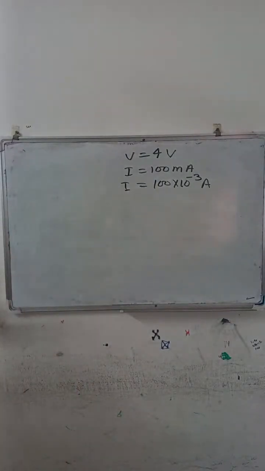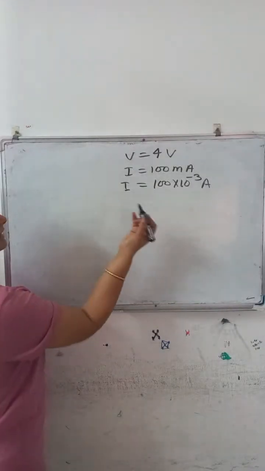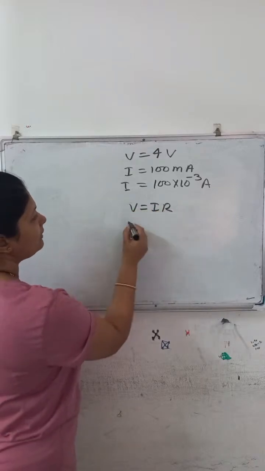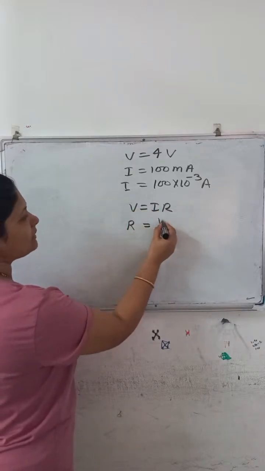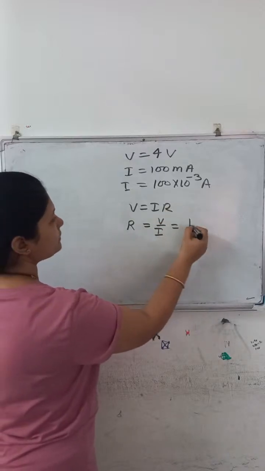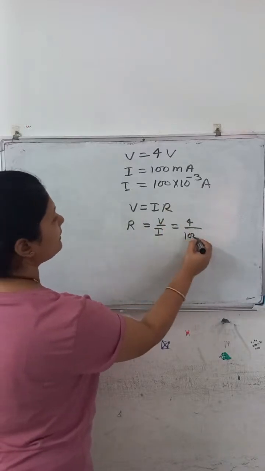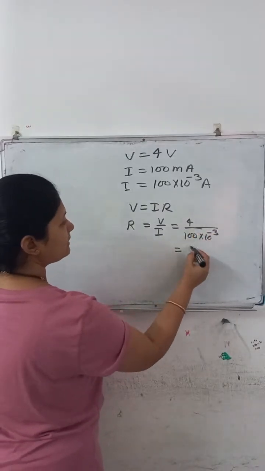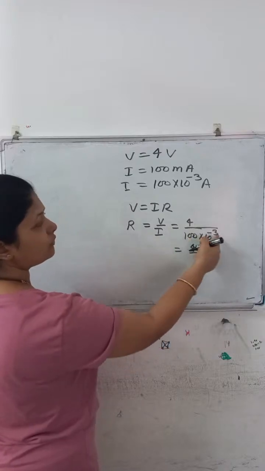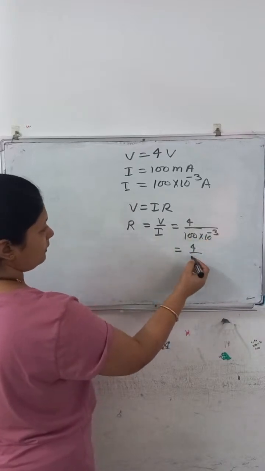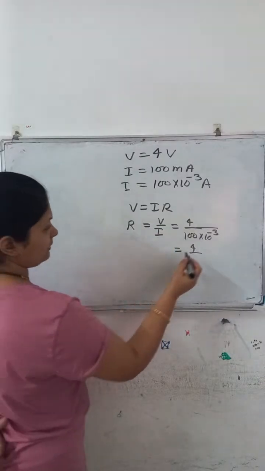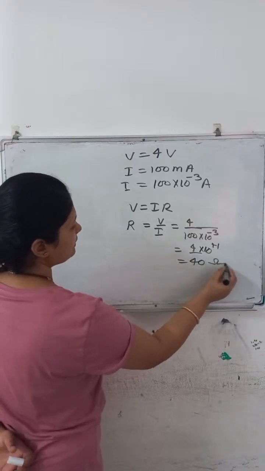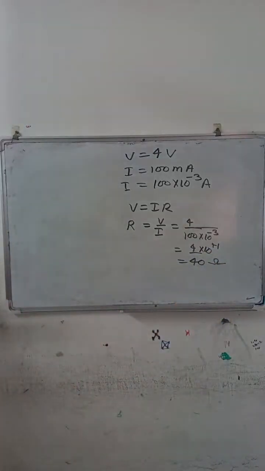So now here this is given, then they are asking R value. So we know that Ohm's law, V is equal to IR. We are interested in R. So R is equal to V by I. V is 4 divided by 100 into 10 raised to minus 3. So 10 raised to minus 3, that means here we can write 10 raised to 2 minus 3 is nothing but what? 10 raised to minus 1. So 10 raised to minus 1 goes up, it will become plus 1. So resistance is nothing but 40 ohm. Okay, getting this?